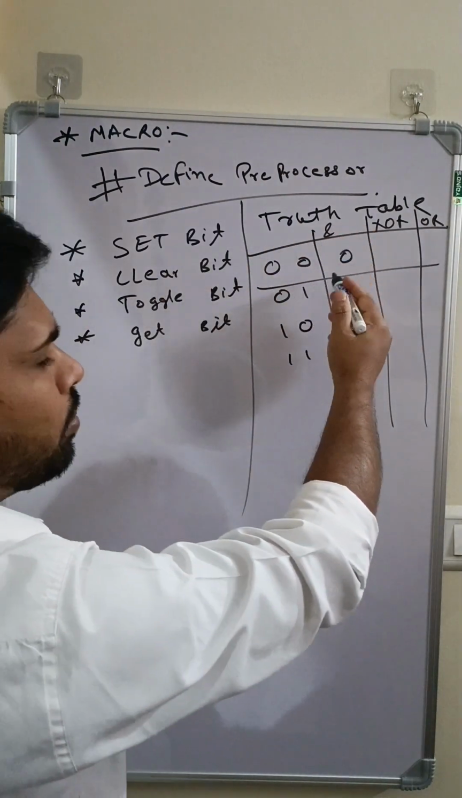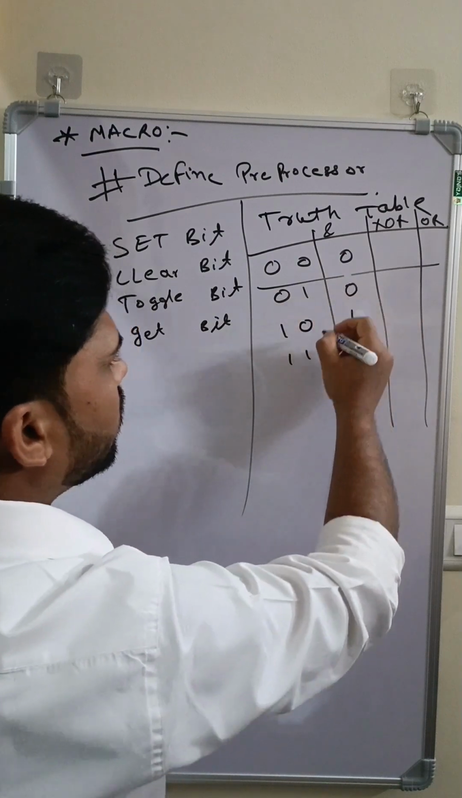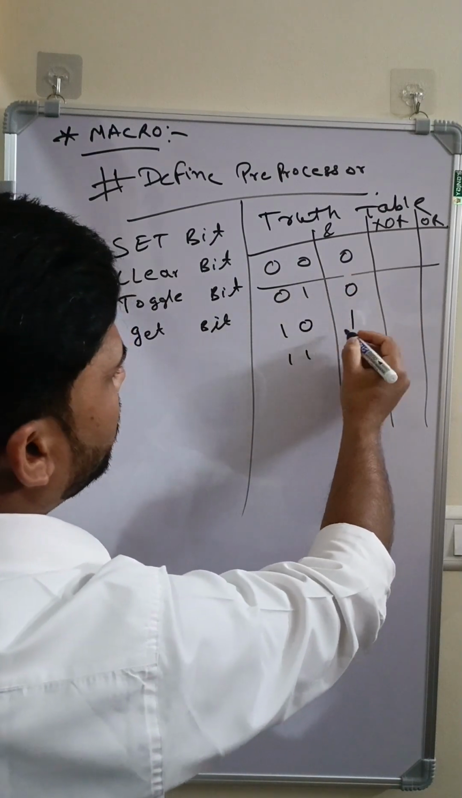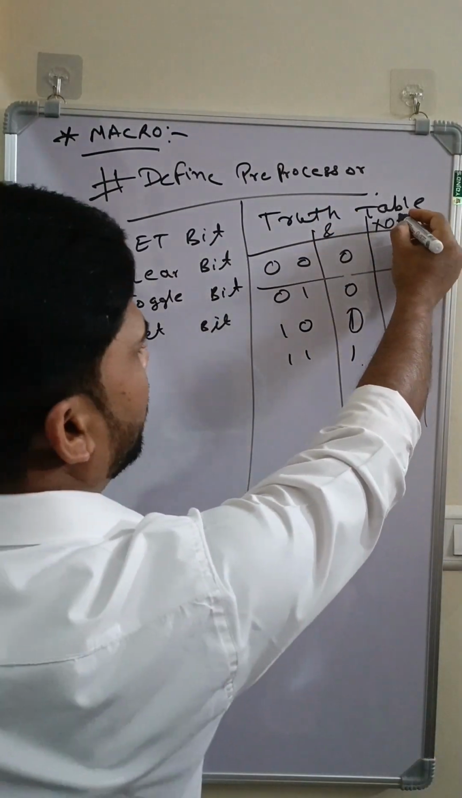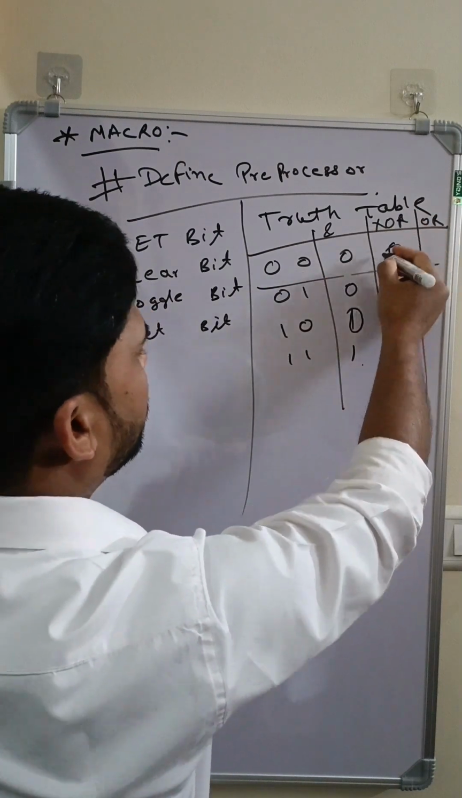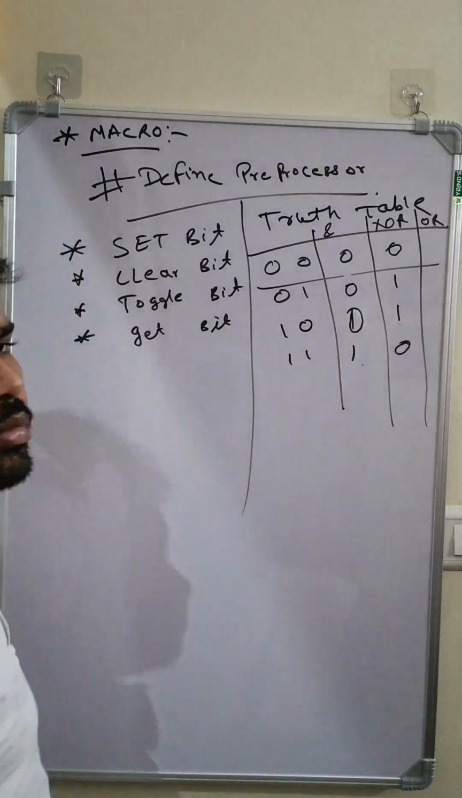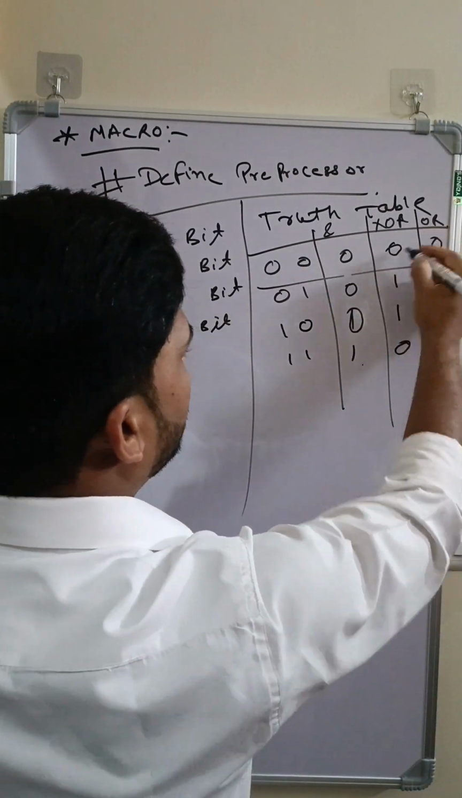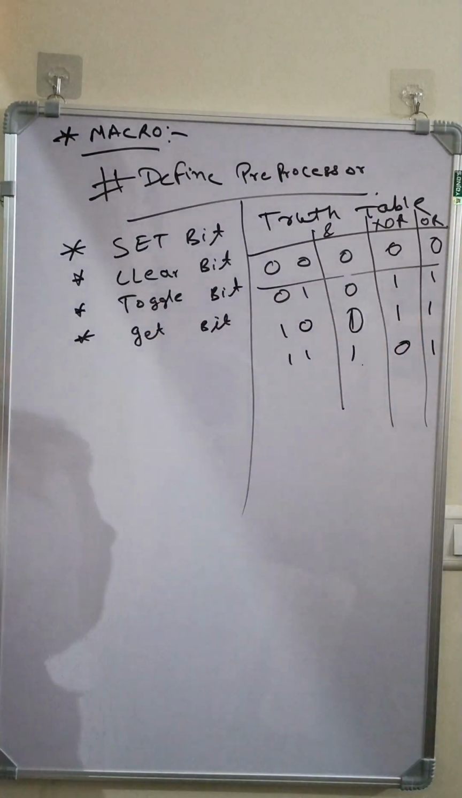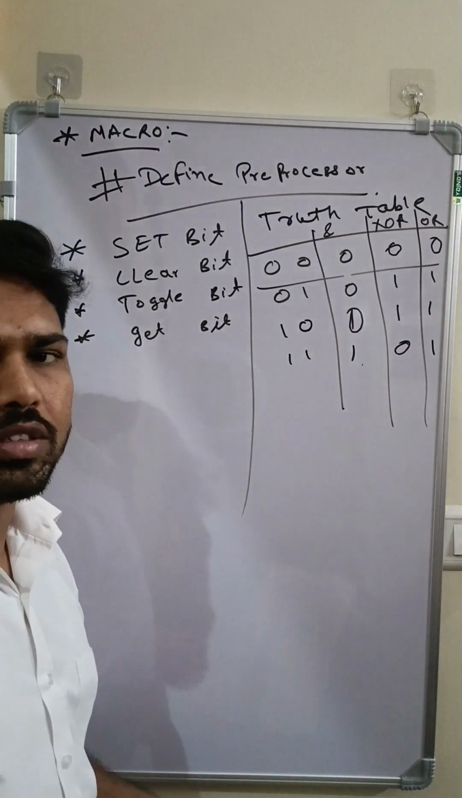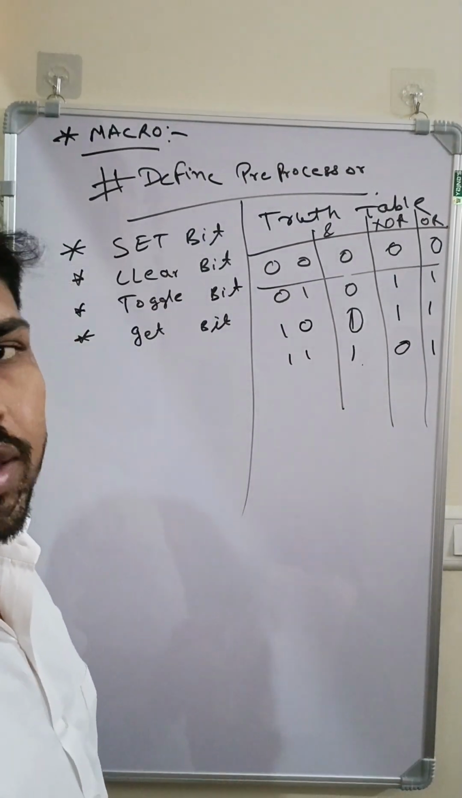So if we are doing AND operation, then 0 0 means 0, 0 1 means 0, and 1 0 means again 0. If 1 1 means 1. This is the AND operation. Okay, now coming to the XOR, 0 0 means 0, 0 1 means 1, 1 0 means 1, 1 1 means 0. Coming to the OR, 0 0 means 0, 0 1 means 1, 1 0 means 1, 1 1 means 1. So this is the AND operation, XOR operation, and OR operation. So these are the basic things we have to know. Then we will go into set the bit, clear the bit, and toggle the bit.